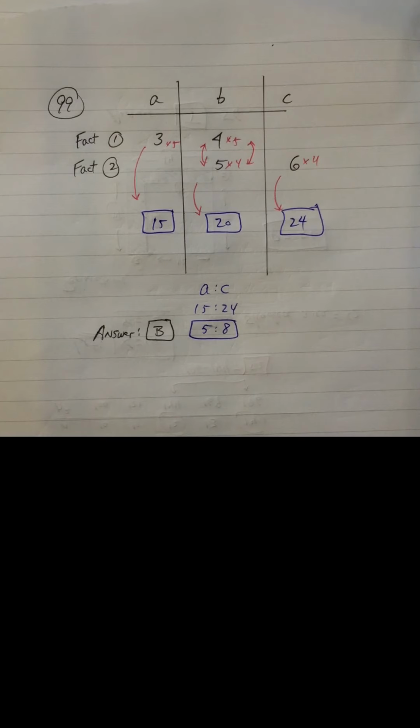Then we'll get 20 for the b column. A will become 3 times 5, or 15, and c will become 6 times 4, or 24. So the true ratio of these three items: A is 15, B 20, and C 24. What's asked for is the ratio from A to C. Well, that would be 15 to 24, which reduces to 5 to 8. The correct answer is B, 5 to 8.